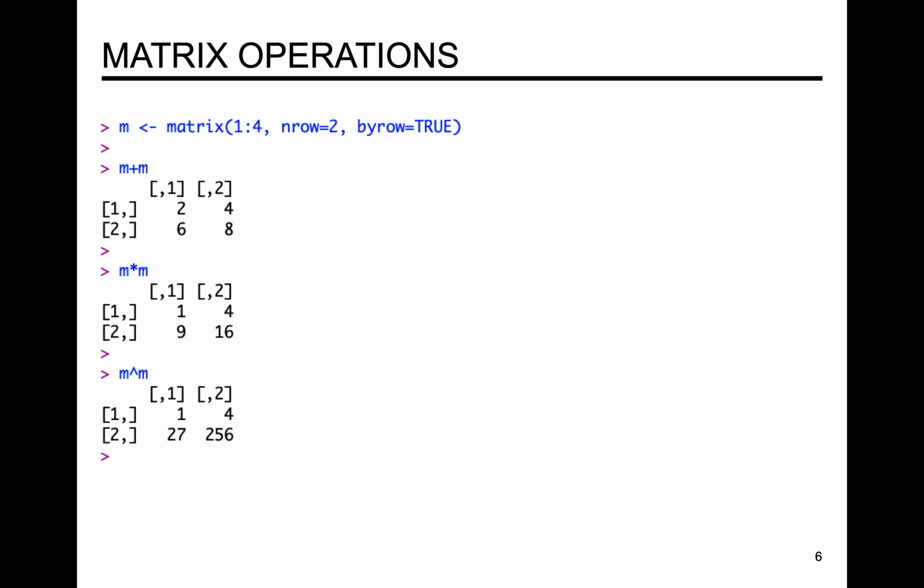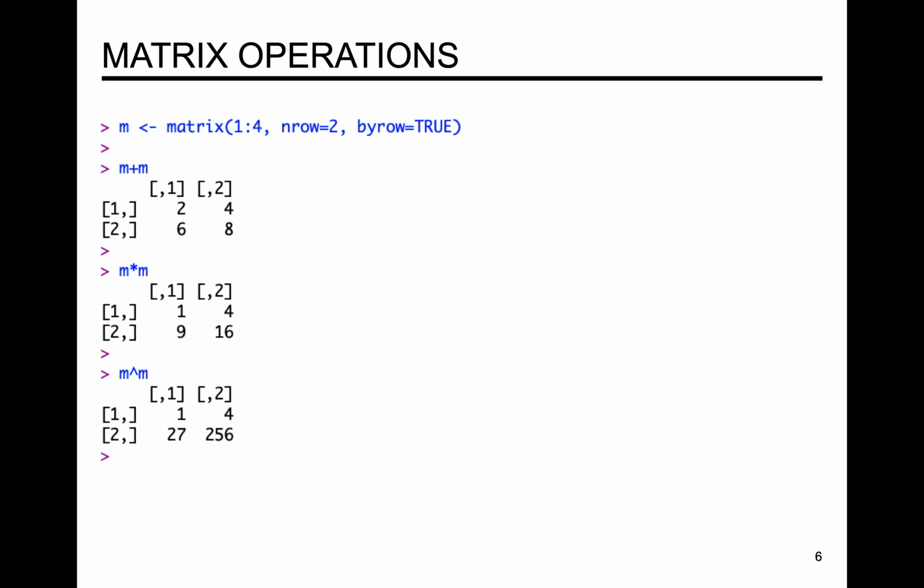Let's look at some matrix operations. In the first line, I create the 2 by 2 matrix M containing elements 1, 2, 3, 4 laid out along the rows. In the next line, I type M + M, which performs addition element-wise. So instead of 1, 2, 3, 4, we see 2, 4, 6, 8.